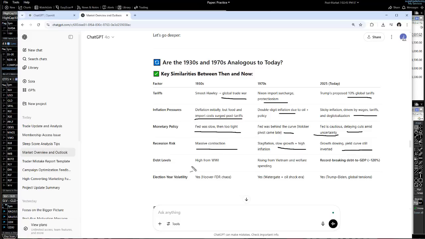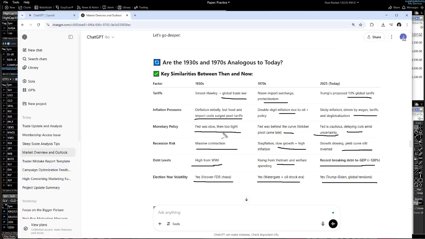Then we have the debt levels, right? Rising for Vietnam and war. And we know what's happening here, 120% of GDP. Now, when it comes to debt levels, people say the debt's going to explode. Do you know that's been said for like a decade? Right? And then election year volatility, right? Hoover, Watergate, and then obviously what's happening with Trump right now.